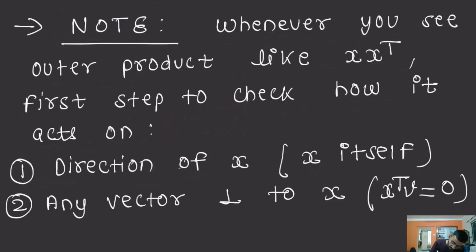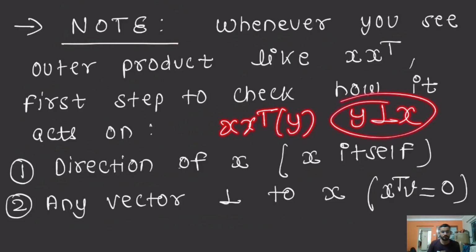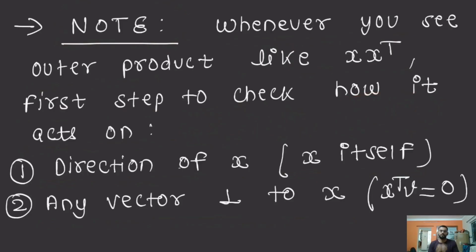Okay, now after that we will see how xx transpose acts on any vector which is perpendicular to x, which means xx transpose into y, where y is perpendicular to x. These two analyses we have to do.